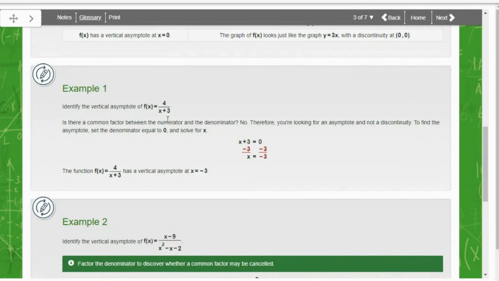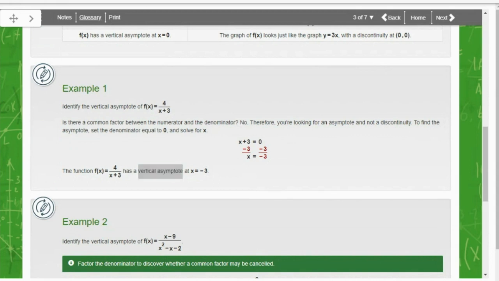Okay, so now it gives us another equation. Identify the vertical asymptote of 4 over x plus 3. All we have to do is figure out what x cannot be. What would create a problem? What would create a 0 in the denominator? Well, if the denominator is x plus 3, that means x cannot be negative 3. So there's a vertical asymptote there.